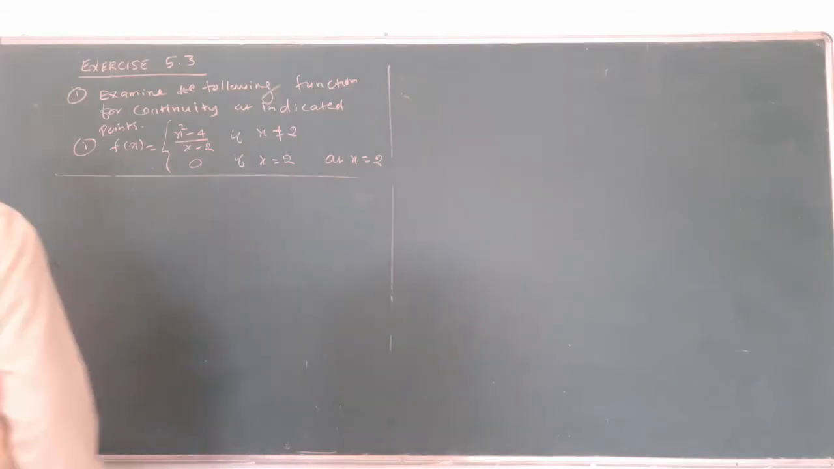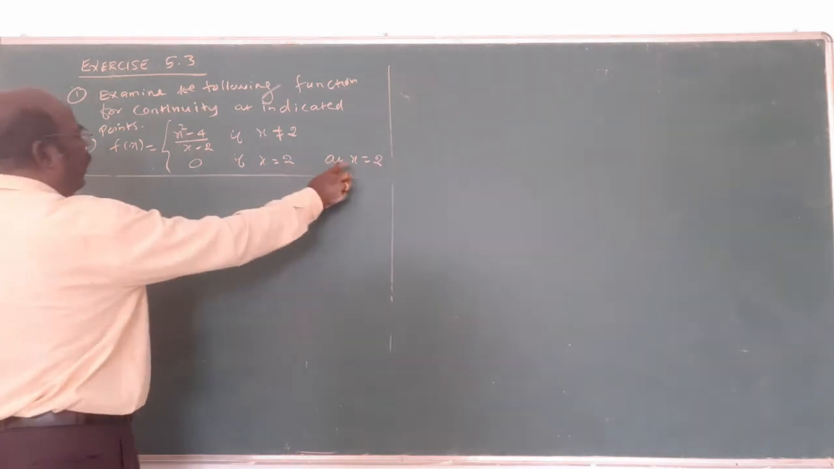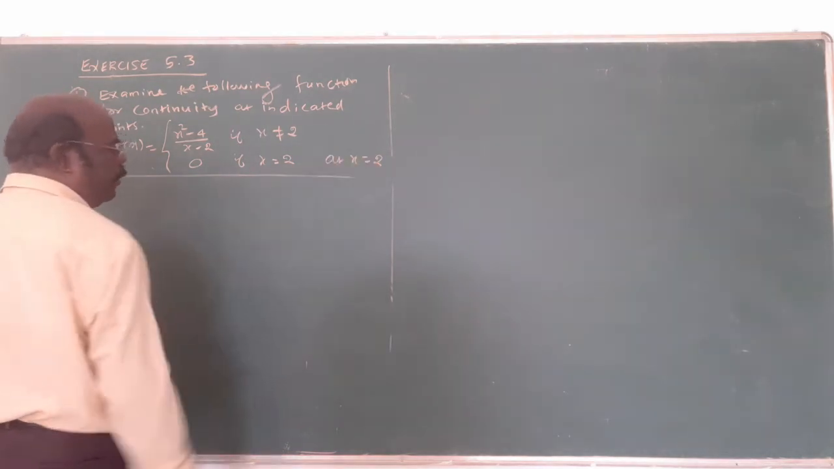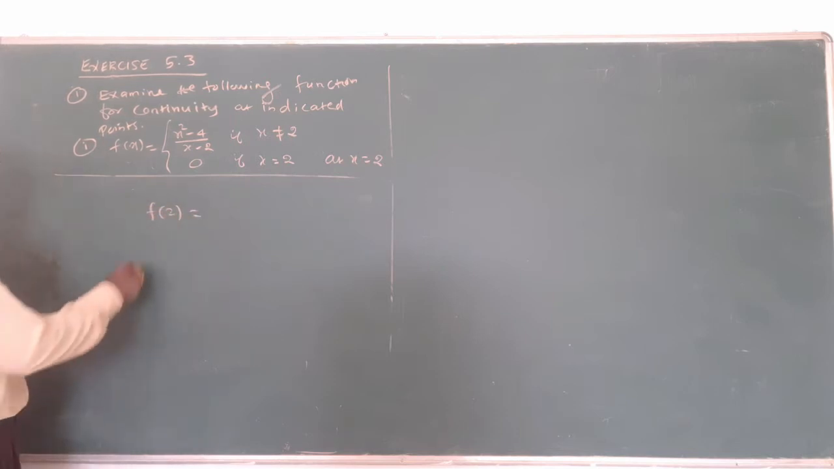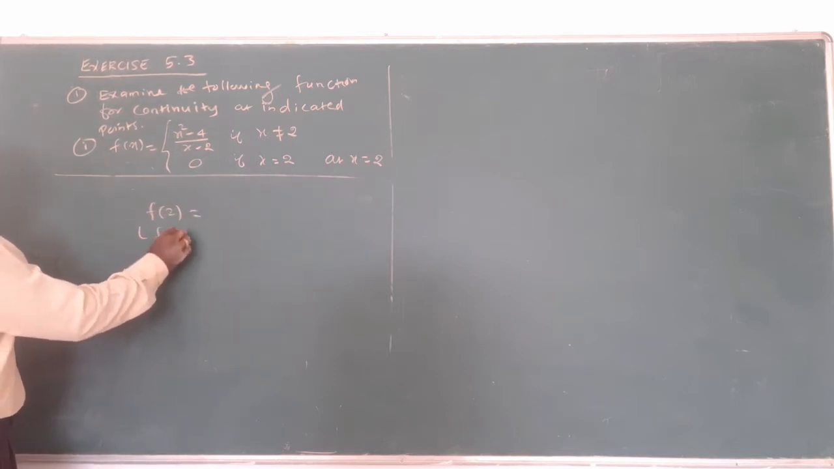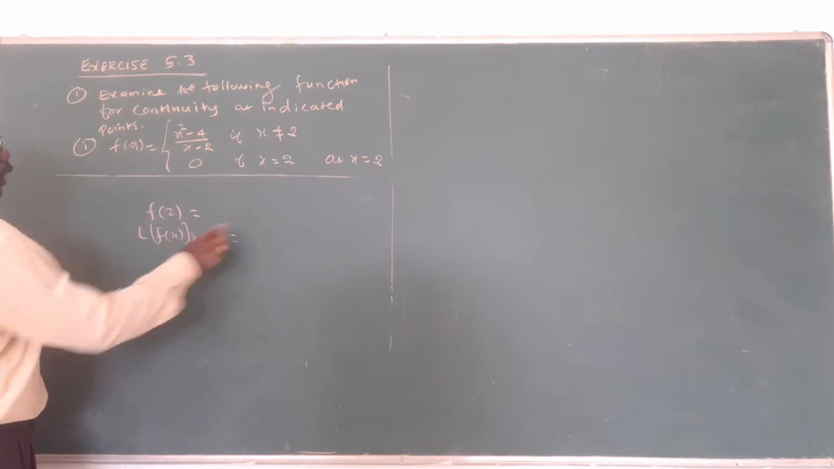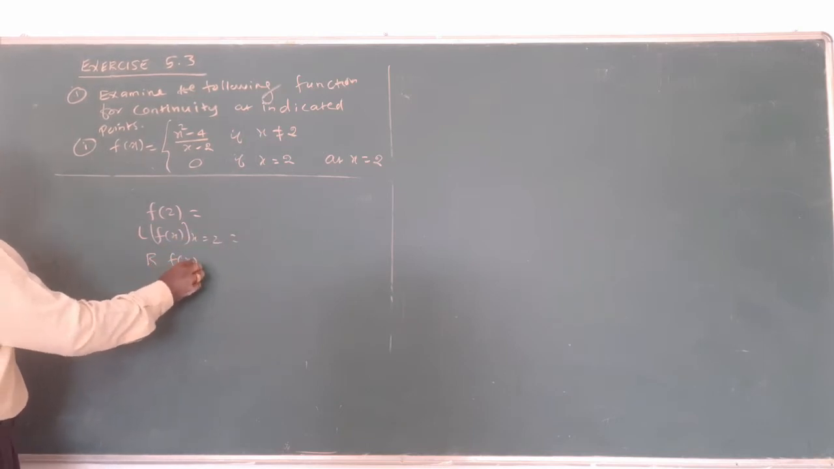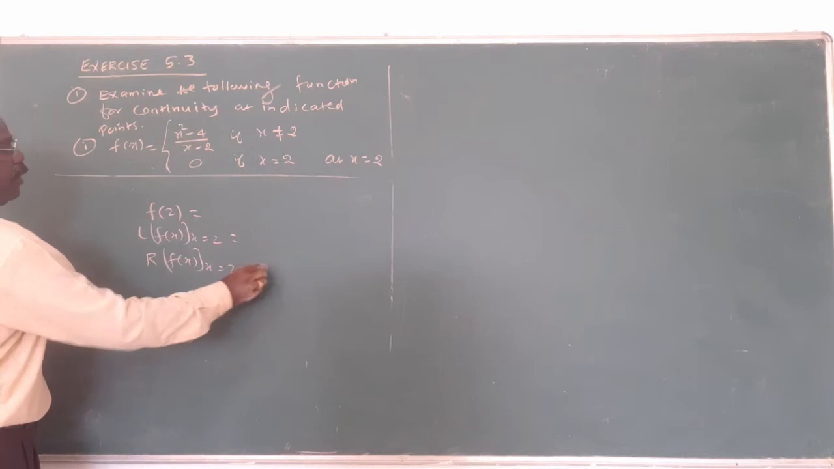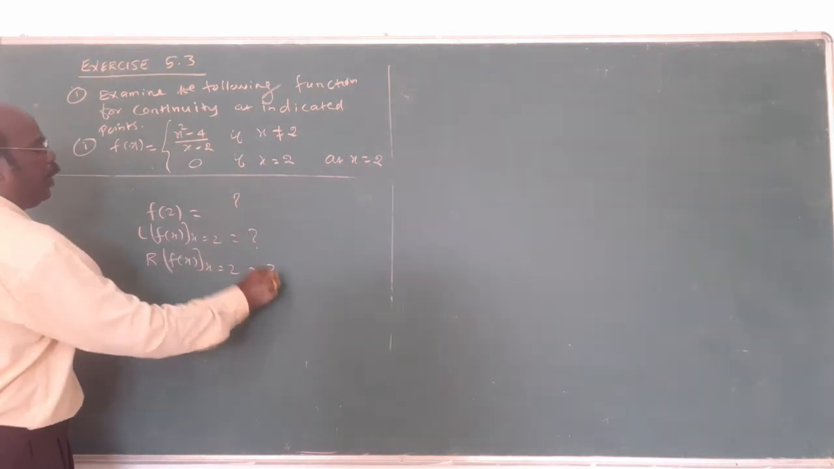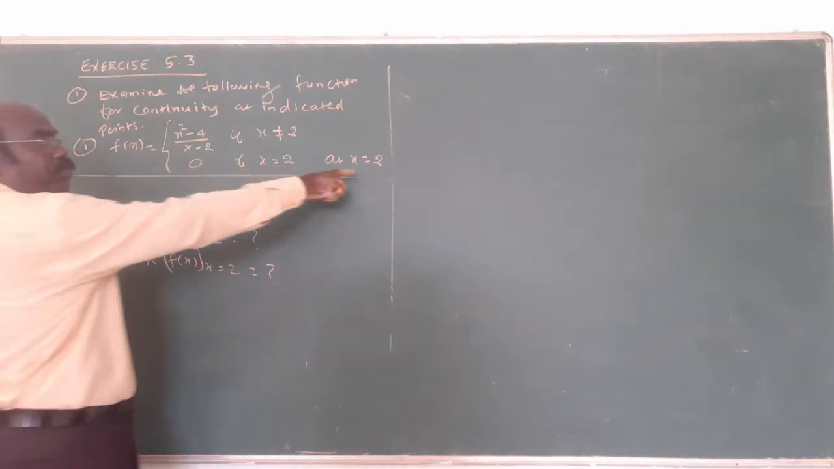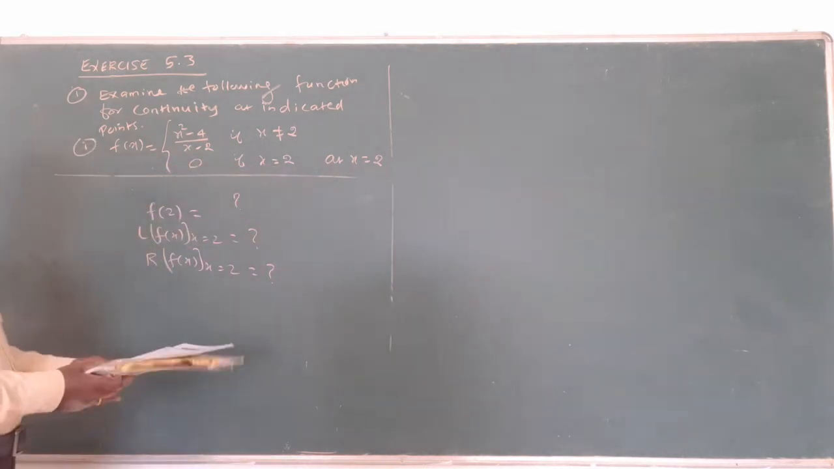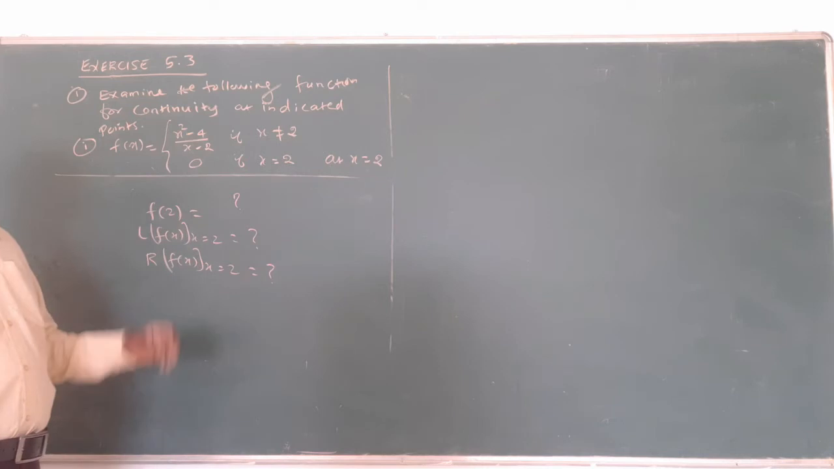Now listen here. At x equal to 2 is given. About to find f of 2. First, the left limit of f of x at x equal to 2 you will find. Right limit of f of x at x equal to 2 you will find. If all three answers are equal, it is continuous at x equal to 2. Otherwise, if at least any one of the parts is not equal, it is not continuous.